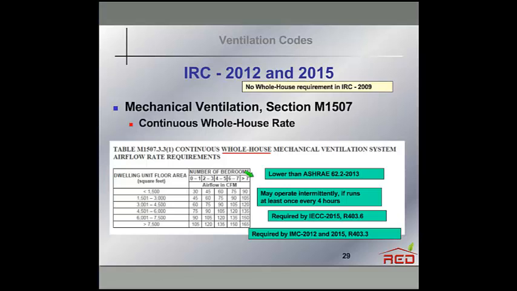This table has a lower ventilation rate than 62.2 2013. You may operate it intermittently if it runs at least once every 4 hours. And this is also included in the International Energy Conservation Code 2015. Here is the citing of the paragraph. And it's required by the International Mechanical Code 2012 and 15.